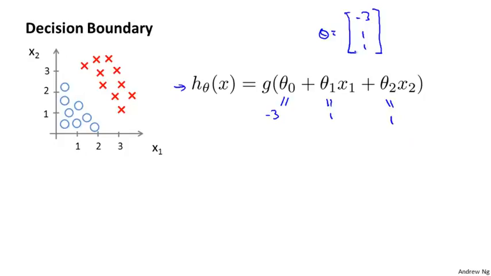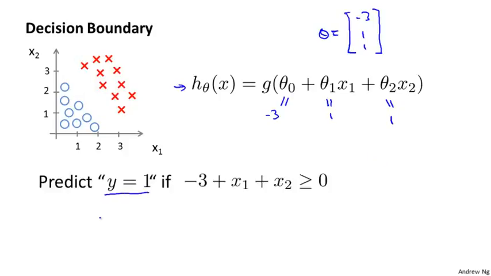Given this choice of my hypothesis parameters, let's try to figure out where our hypothesis would end up predicting y equals 1 and where it would end up predicting y equals 0. Using the formulas that we worked out on the previous slide, we know that y equals 1 is more likely, that is, the probability that y equals 1 is greater than or equal to 0.5, whenever theta transpose x is greater than 0. And this formula that I just underlined, -3 plus x1 plus x2, is of course theta transpose x when theta is equal to this value of the parameters that we just chose.